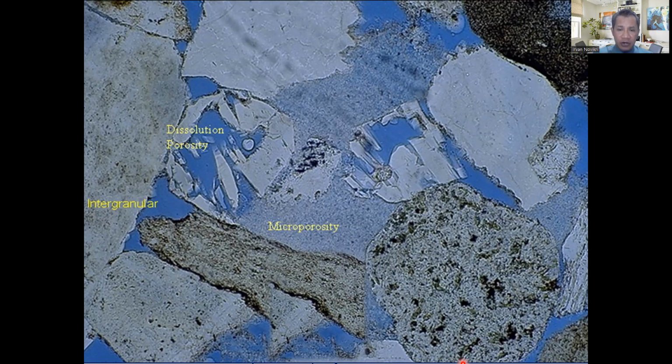So if we do core analysis on this, we are going to get 20% porosity, or if we do log analysis on it, we are going to get 20% porosity. It is probably only a third or half of that that is going to contribute to your reserve. So it is important to know what you are looking at in terms of the pore types.